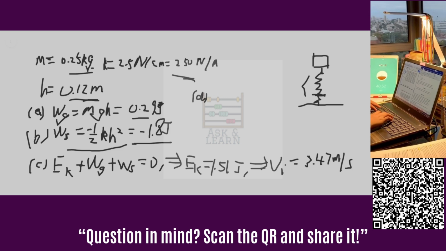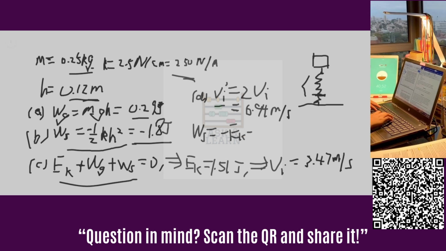And for part D, say that if the speed at impact is doubled, what is the maximum compression of the spring? So let's say Vi in this case equal to 2 Vi. So this is the new initial velocity, which is doubled, equal to 6.94 meter per second. So again, we can utilize this relation. Ws equal negative Ek minus Wg.